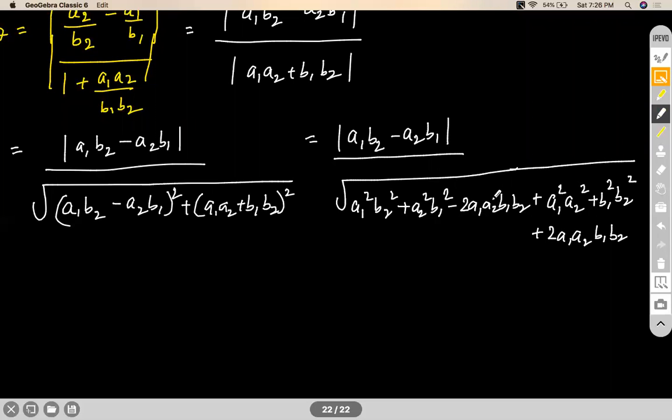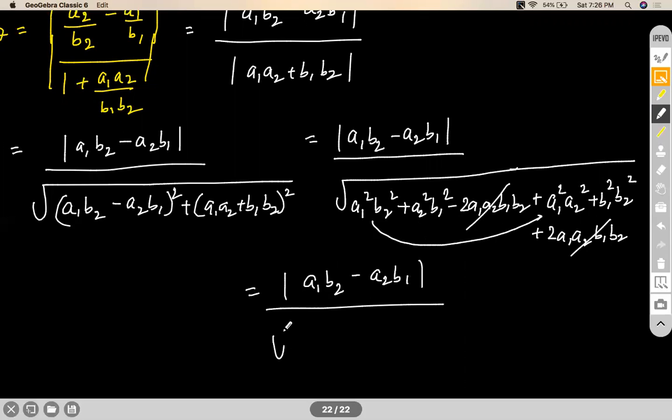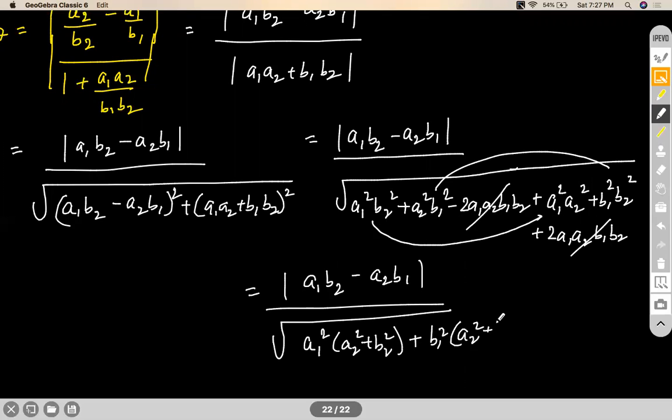Okay. So now these two will get cancelled off. From these two, if you take A1 square common, and from these two I'll take B1 square common. So A1 square common, I'll get A2 square plus B2 square. And if I take B1 square common, again I'll get A2 square plus B2 square. Thankfully, I can make a factor out of it.